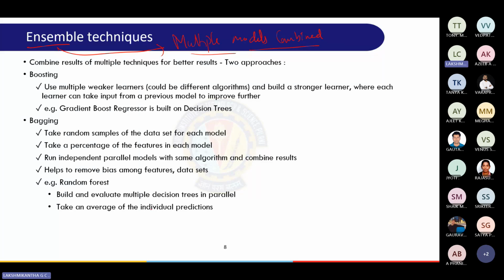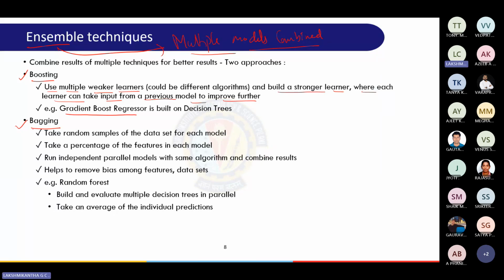Under this, we have two major techniques, guys. The very first technique is called boosting and the second technique is called bagging. So what do you mean by boosting? Boosting builds a sequence of weak models. Use multiple weaker learners and build a stronger learner where each learner takes input from the previous model to improve further. We are building this boosting model using a sequence of weak models, and each model improves on previous mistakes. The best example for this is GBR, that is gradient boost regressor, which is built on decision trees. So this is the boosting methodology, guys.